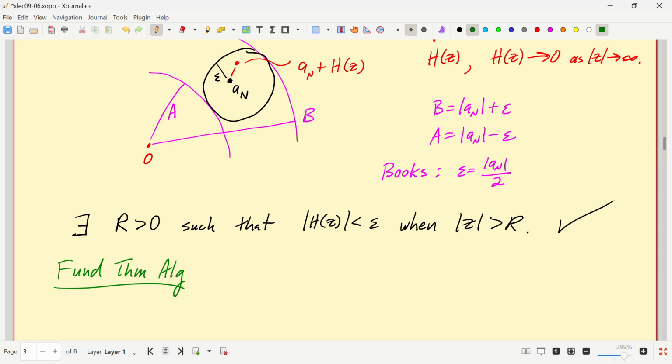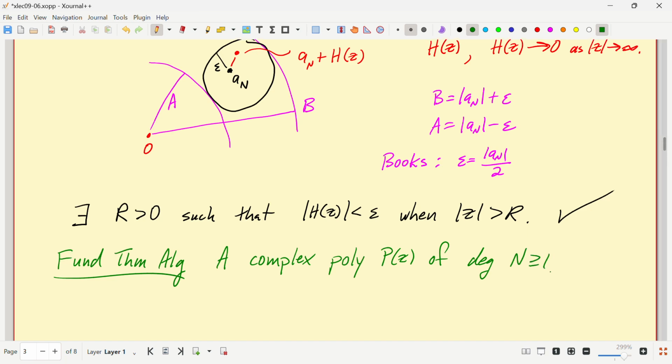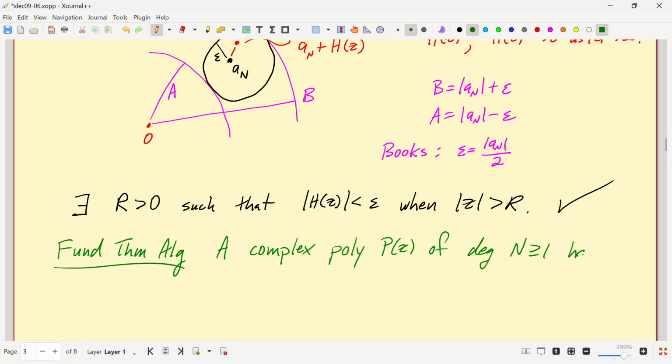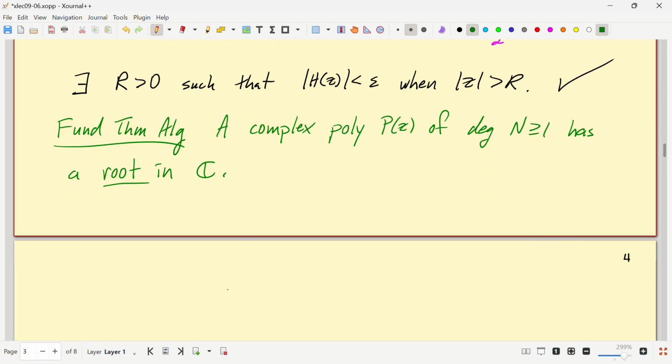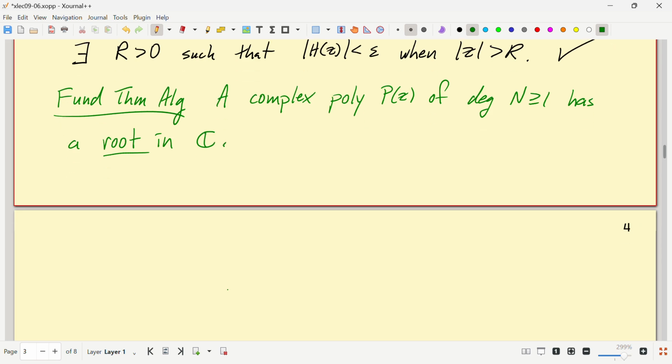The fundamental theorem of algebra says that a complex polynomial p of z of degree n bigger than or equal to 1 has a complex root. And consequently, you can factor polynomials over the complex plane, over the complex numbers. Okay. Well, the proof is going to be snap.